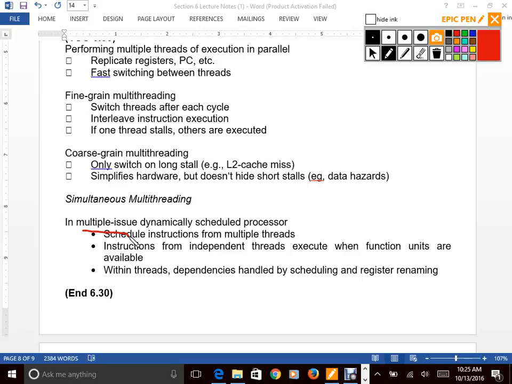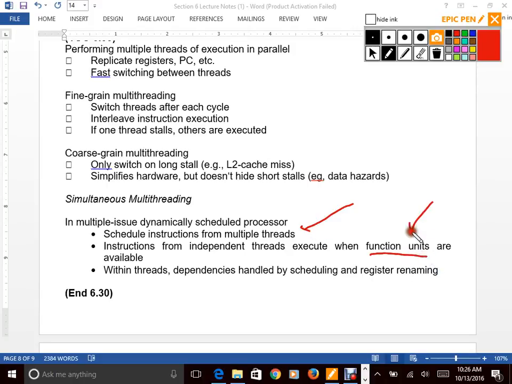If I know that a certain processor is not being used very often, I can dynamically switch that over. Say I've devoted a processor solely to multiplication problems, and I don't have any more multiplication problems, but I still have a large part of the program to do, right? Now I can dynamically allocate another type of instruction to that processor, which allows me to continue to improve the throughput. So it schedules instructions from multiple threads, and the instructions from independent threads execute while function units are available.